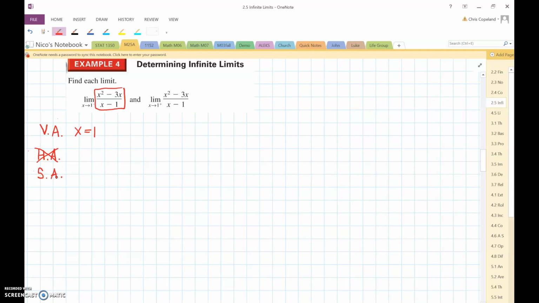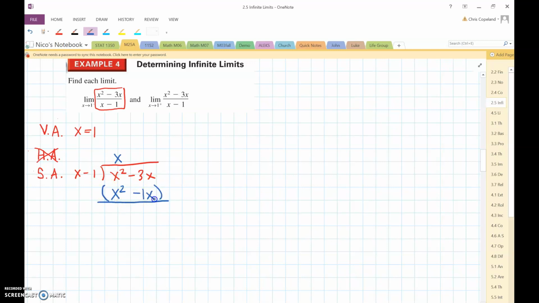But we might have a slant asymptote. And to figure out what that slant asymptote could possibly be, we are going to use long division. So we're going to take x minus 1 and divide it into x squared minus 3x. So we need to think, okay, what do I need to multiply x by to get x squared? That's going to be x. x times x is x squared. x times negative 1 is going to be negative 1x.